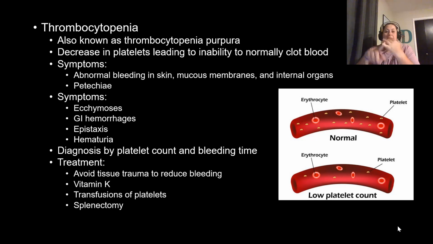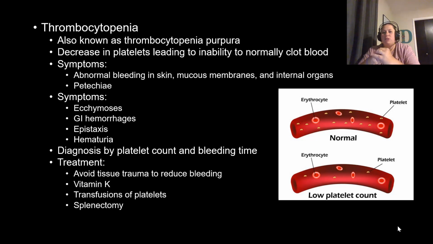Diagnosis could be due to platelet count, so we would take a blood sample and look at platelet count. We also see that they could do a bleeding time test. Treatment, avoid tissue trauma to reduce bleeding as much as possible. Vitamin K intake could help sometimes with clotting cascades, transfusions of platelets, and then we may also need to take out their spleen with a splenectomy. Guys, the spleen is a reservoir of blood, and so it's a heightened area that if injury does occur with somebody who has a bleeding disorder, they could bleed out very quickly at that area. So we may need to take out the spleen to help prevent that.